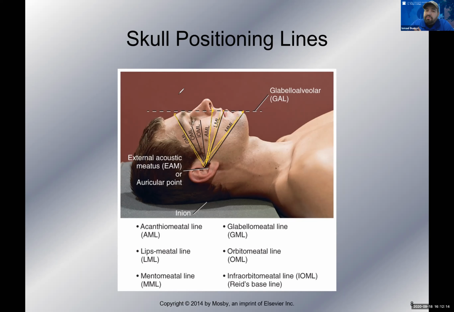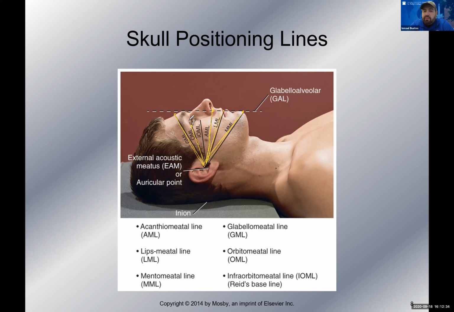And then these next two are the ones that are going to be used the most. All of them are important, but these two are the ones most frequently used. The first one is the OML, which is the orbital meatal line, which goes from the midlateral orbital margin, which kind of looks like the outer canthus, from there down to the EAM.